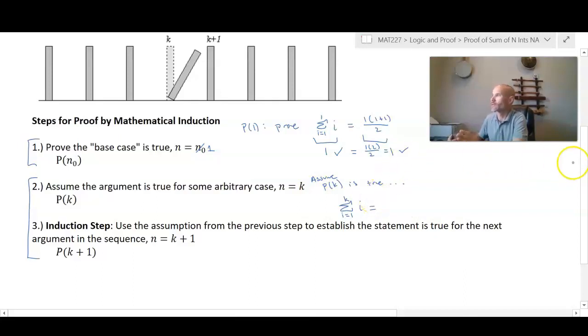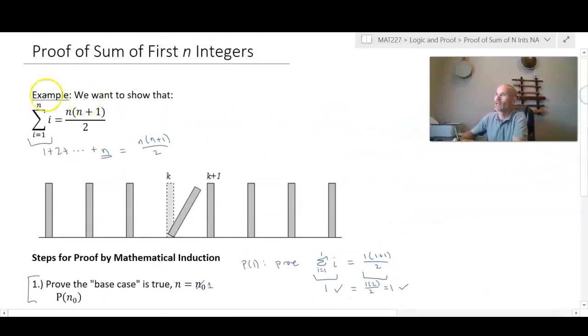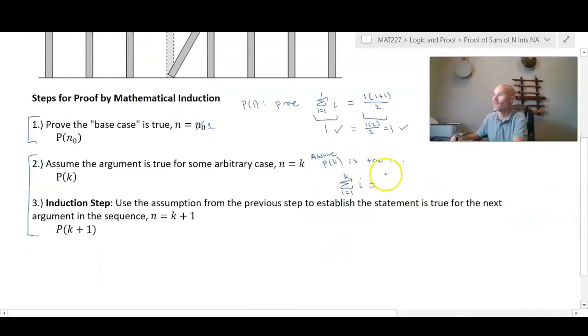And what are we trying to say here? Well, our formula says that the sum from i equals 1 to n of i can be found by taking n times n plus 1 over 2. So this number here is the same as this number here, is the same as this number here. So if your sum went from 1 to k, then the shortcut computation would be to take k, multiply by k plus 1, and divide by 2. That's all we do in that step. We just assume that that is true.